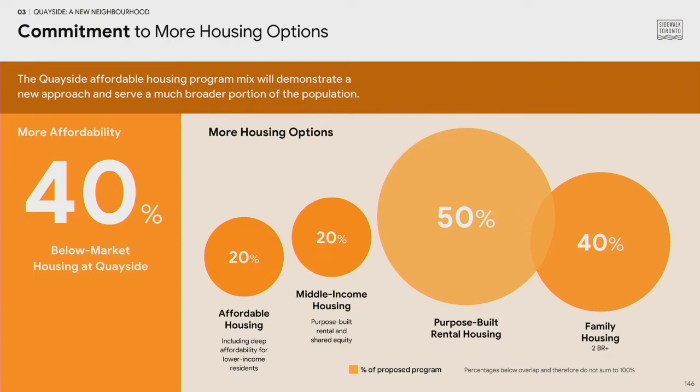So I just want to end on this note, which brings together what we've talked about here on housing, which is that we're proposing a commitment to 40% below market housing, which is comprised of 20% affordable housing, including a commitment to a quarter of that being deep affordability, which equals about 5% of the total. 20% of that will also be middle income housing, which is a mix of both rental and ownership. That ownership piece is referring to that shared equity model that I mentioned. 50% of our program, separate from that, is proposed to be purpose-built rental housing. And then lastly, a commitment to 40% two bedrooms or more units with families in mind.